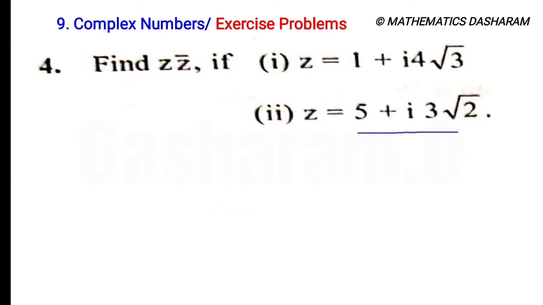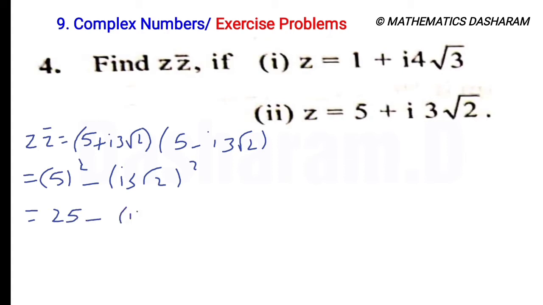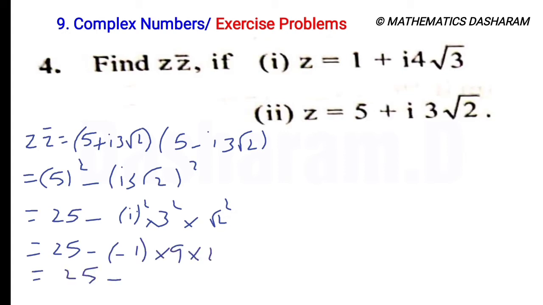Second problem: 5 plus i 3 root 2, and the z bar is 5 minus i 3 root 2. So a plus b into a minus b, so a square minus b square. So i 3 root 2 whole square: 5 square 25 minus i square, 3 square and root 2 square. So 25 minus i square is minus 1, 3 square 9, root 2 square 2. So 25 plus 9 2s are 18, so it equals 43.